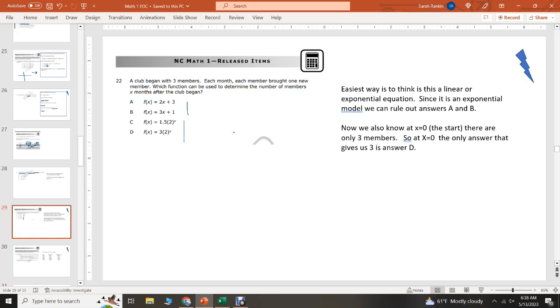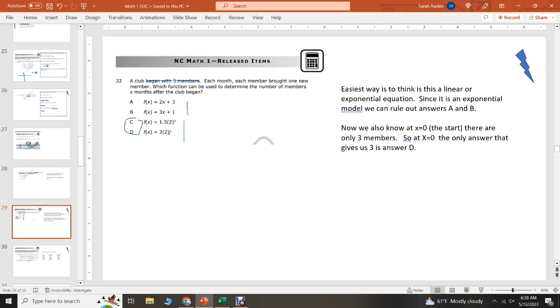Well, since we're not adding the same number of members each month, because think about this. The first month, each member only brings in 3, because there's only 3 of them. But the second month, there's 6 members, and each one's bringing in 6. So it's increasing exponentially. Now, the second thing we know is that x equals 0 at the start of this, it began with 3 members, right? So we've narrowed it down to either C or D, because those are the only 2 exponential equations.